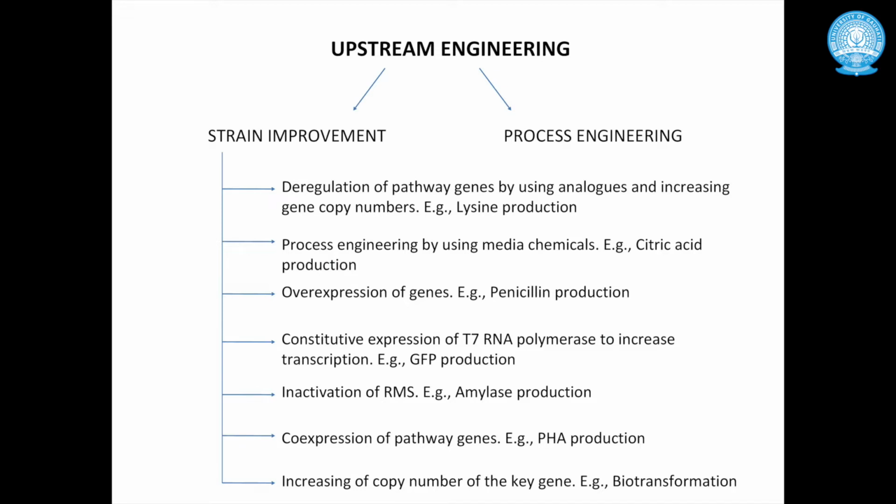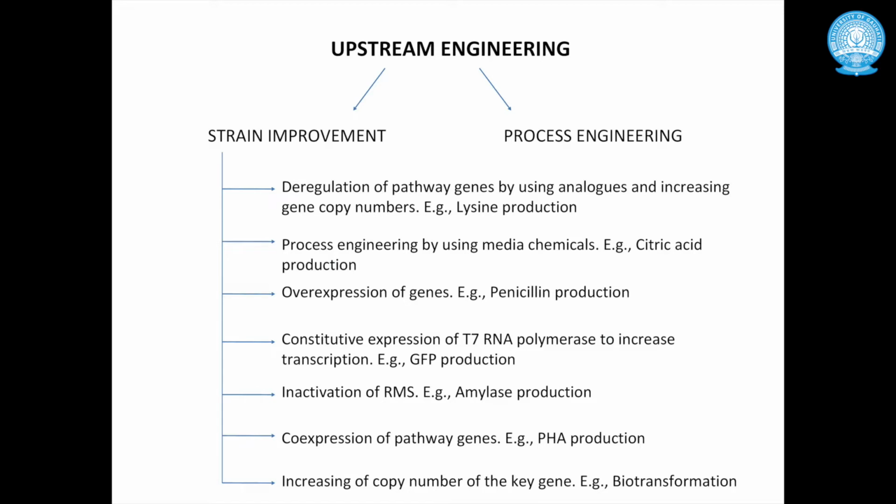The third strategy of strain improvement that I will talk about today is overexpression of genes, and for this example I will be taking penicillin production. The next example of strain improvement is constitutive expression of T7 RNA polymerase to increase transcription, and for this I will be taking GFP, green fluorescent protein production, as an example.